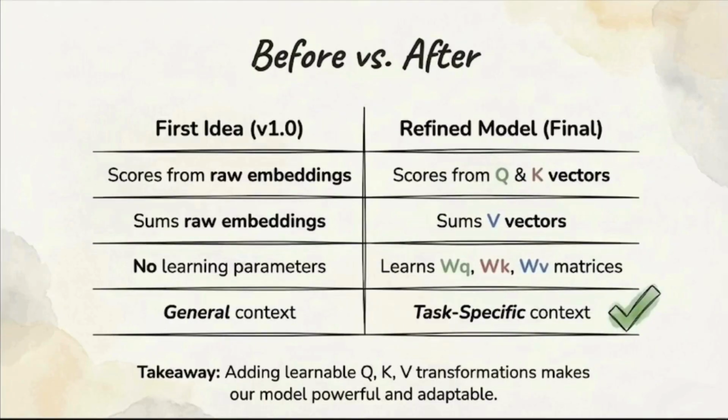Let's compare the old version and the new version. In our old version, we used raw embeddings directly, no learning matrices there, so attention was fixed. In the new version, we use Q, K, V with trainable matrices like WQ, WK, WV, so the model learns how to focus better. Now, attention is not just a rule, it is a skill learned from data.